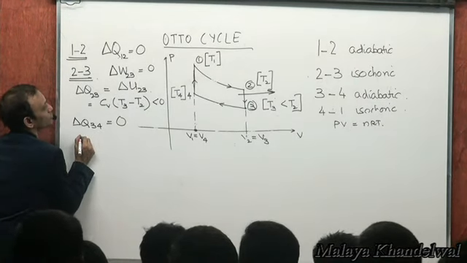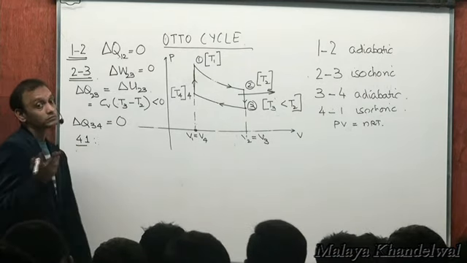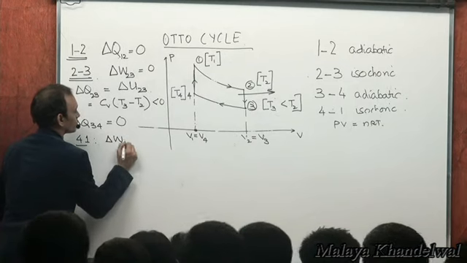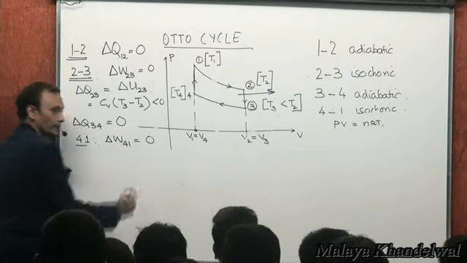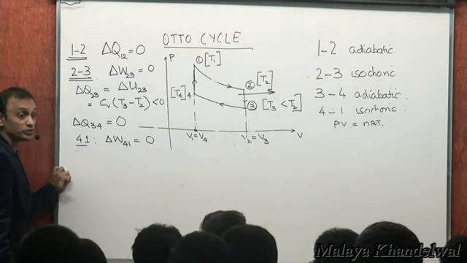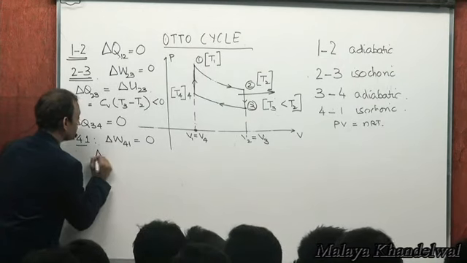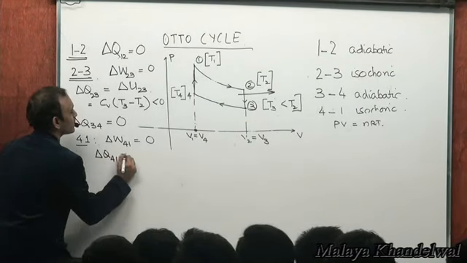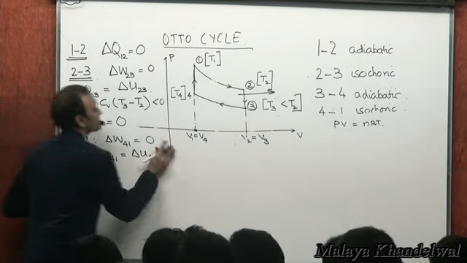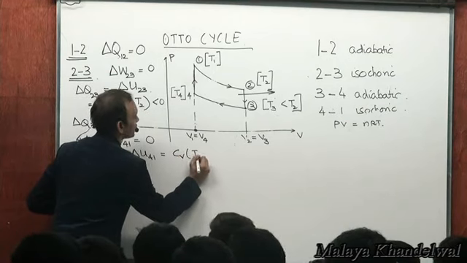Now, what about the process 4, 1? Delta W is 0. Why? Isochoric process, no volume change, right? Work done is 0. And the heat therefore that is supplied in 4-1 must be entirely change in internal energy, which must be, for 1 mole, let's say, CV into T1 minus T4.